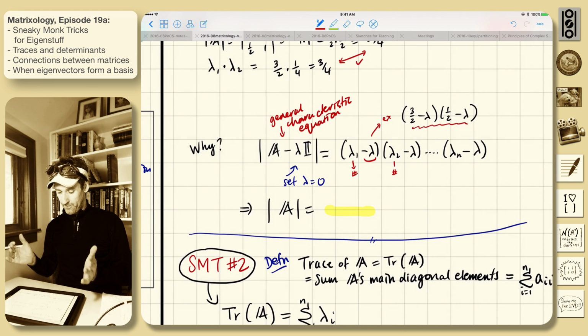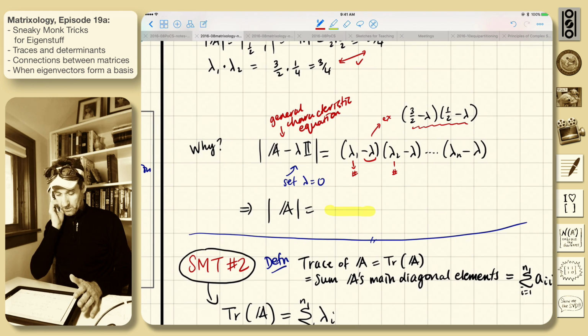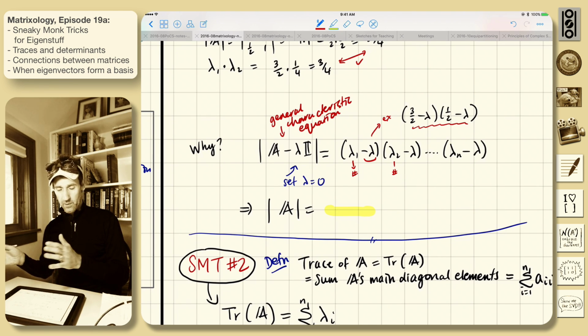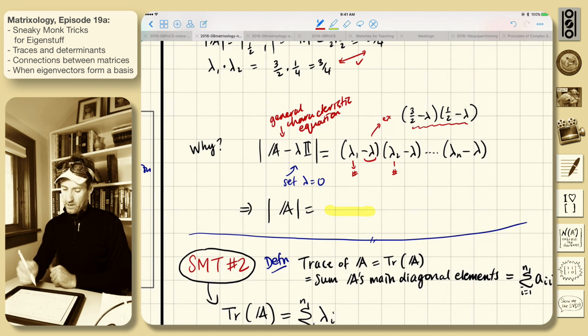Now, you can just take this equation and set lambda equal to 0. Of course, we want this thing to be equal to 0, but this is just a polynomial. We can set lambda equal to 0. So that would get rid of this piece. All of these lambdas are 0.